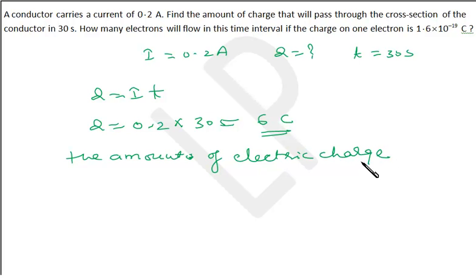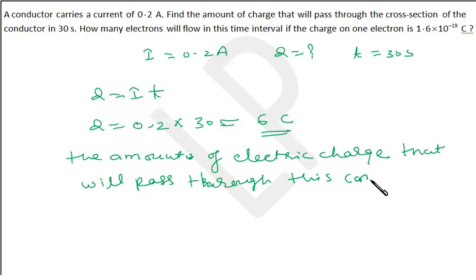You have to write like this in your exam to get the full marks. The amount of electric charge that will pass through this conductor is 6 coulomb.